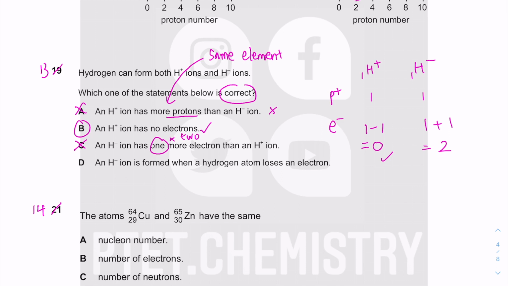H minus is formed when a hydrogen atom gains an electron, not loses an electron. Because you become a minus when you have more electrons than protons, you have gained electrons. That's why you have a negative charge. Okay, you have an anion. So it all comes down to reading the question as well as the wording.